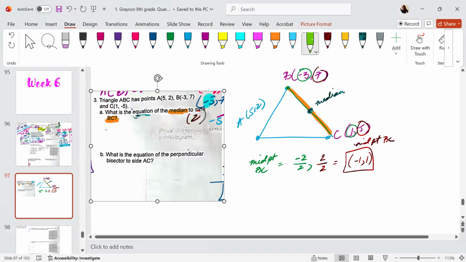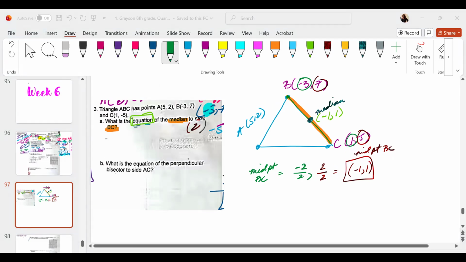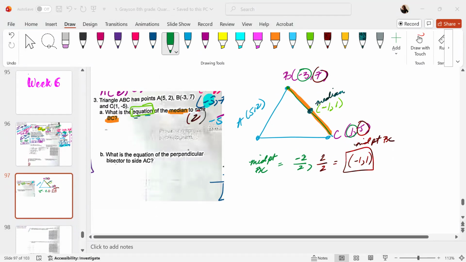Okay. So this is not asking just for the midpoint. You do get the midpoint, which is this point, which is negative 1, 1, correct? But it's asking you what is the equation of the median and the side BC. So it's asking you, let me see, not part C or part B. Part A, which is, okay. So then they're saying there's an equation that goes from here to here. Do you see that? It's asking you for the equation of this line. Do you see that?